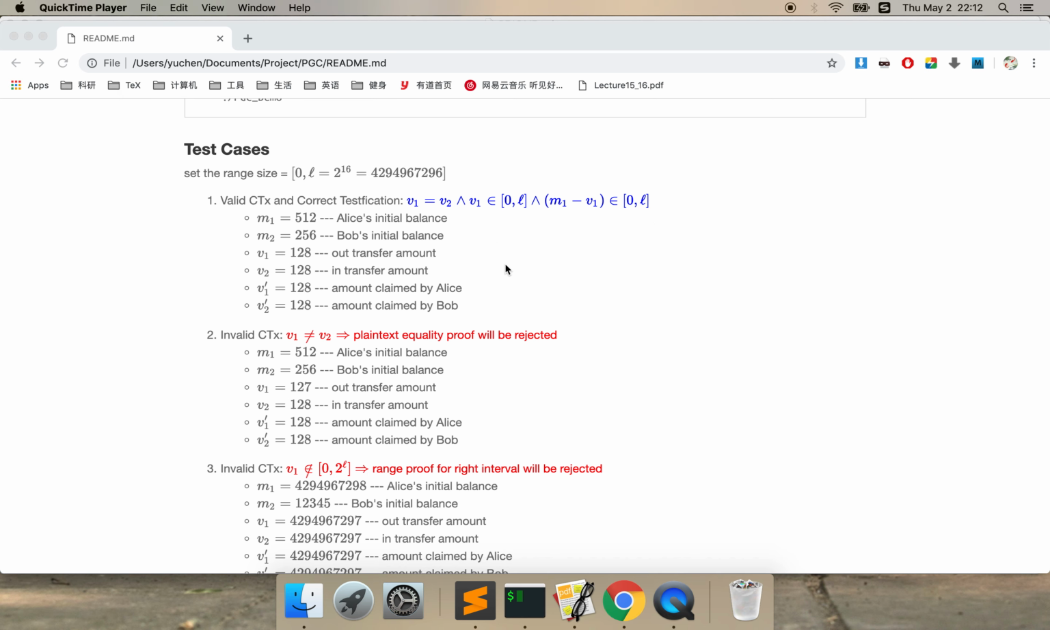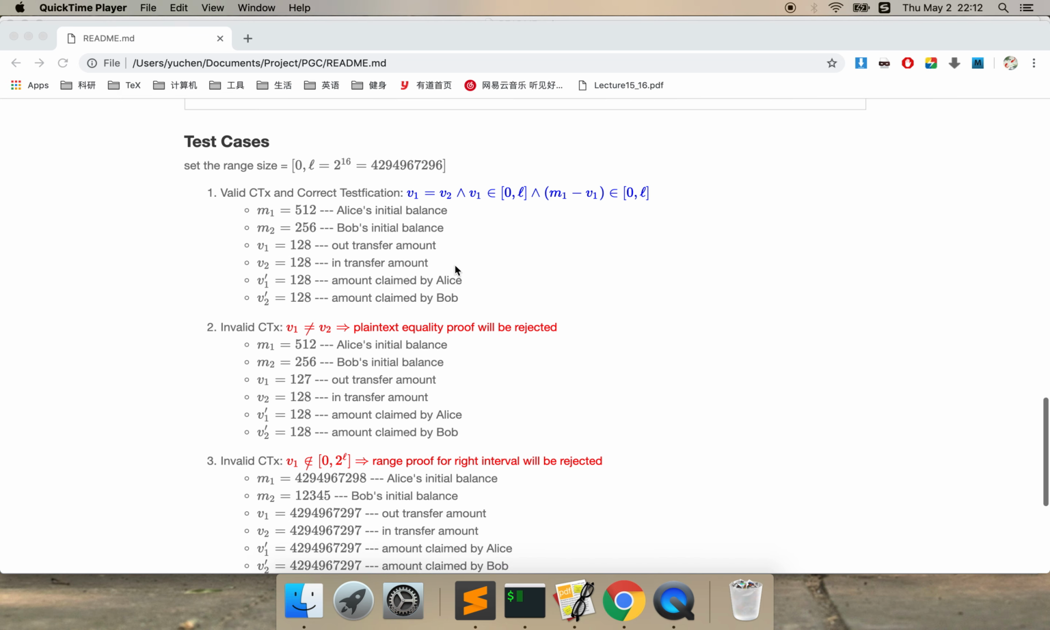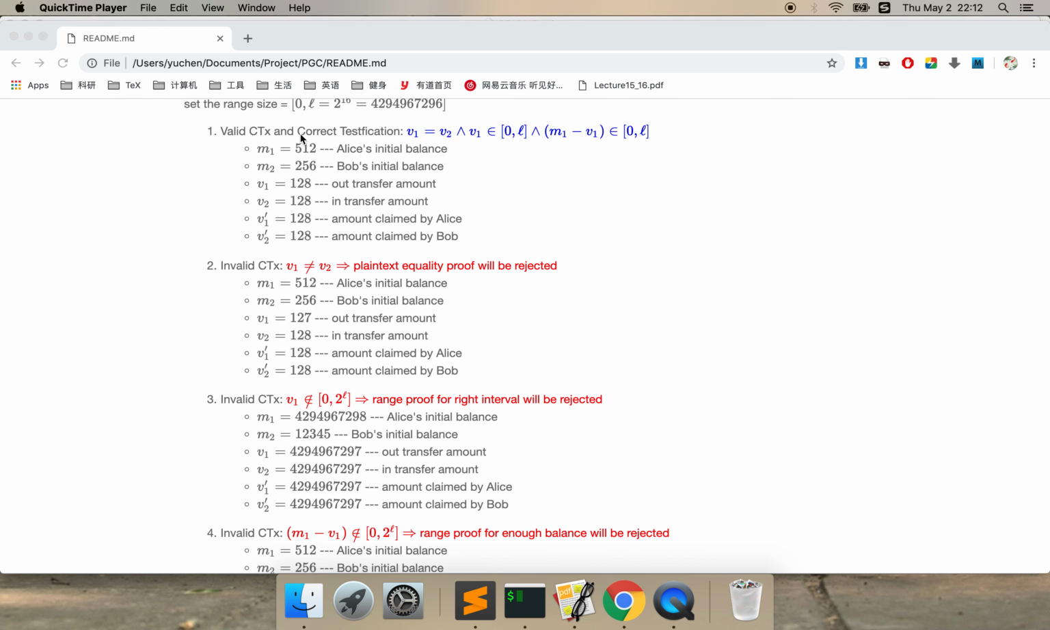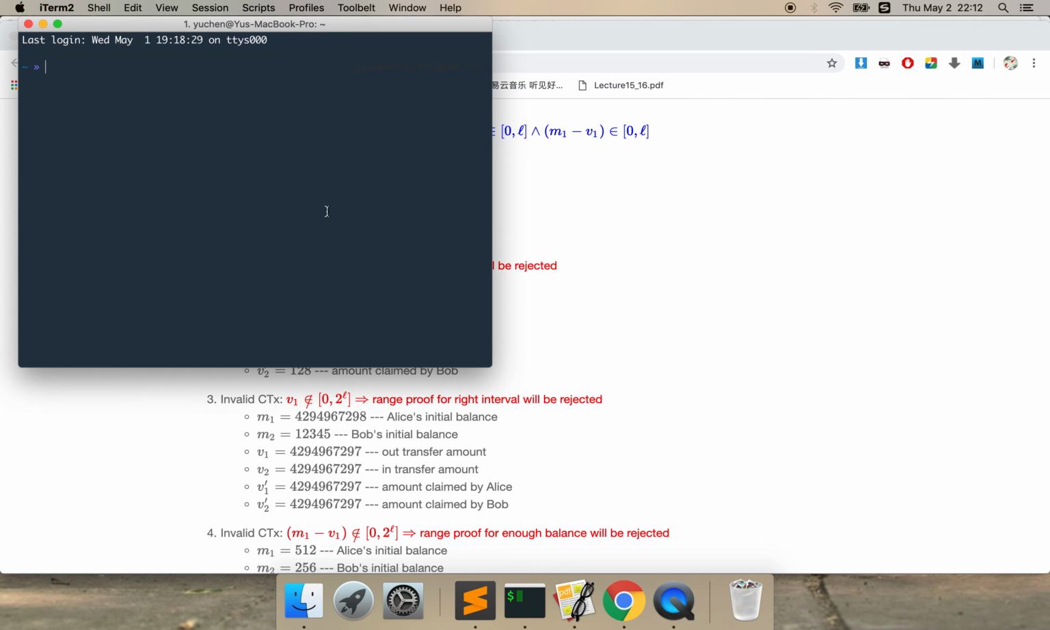Okay, we will begin with the first test case, which is a valid confidential transaction, and both Alice and Bob correctly testify it. Okay, let's choose the code.